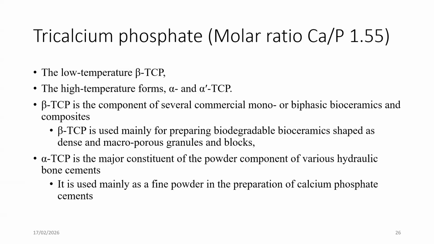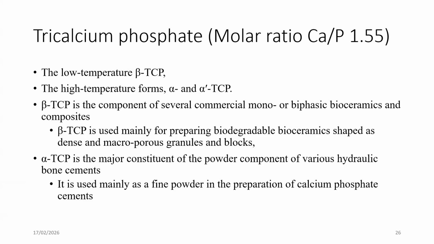So it comes in alpha and beta. The reason alpha and beta have both been used and adapted is because one of them has a very fast degradation. So if you want degradation within weeks, you can use that. Beta TCP is used mainly for preparing biodegradable bioceramic shaped as dense or macroporous granules and blocks. Alpha TCP is a major component of various hydraulic bone cements. It is used mainly as a fine powder in preparation of calcium phosphate cements.